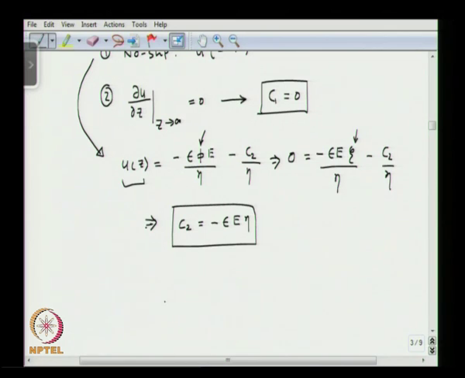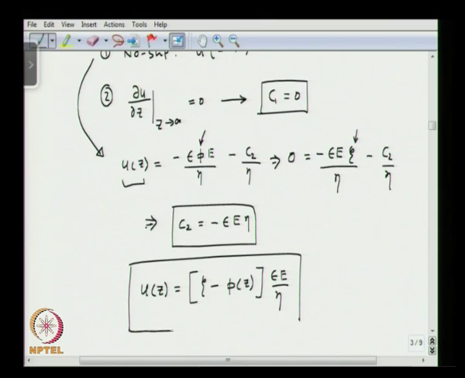So, with that we can write down the expression for the velocity profile, u(z) equal to zeta potential minus phi(z) into epsilon E over eta. Okay. So, this is the expression for the velocity profile in case of flow through two infinitely long parallel plates.